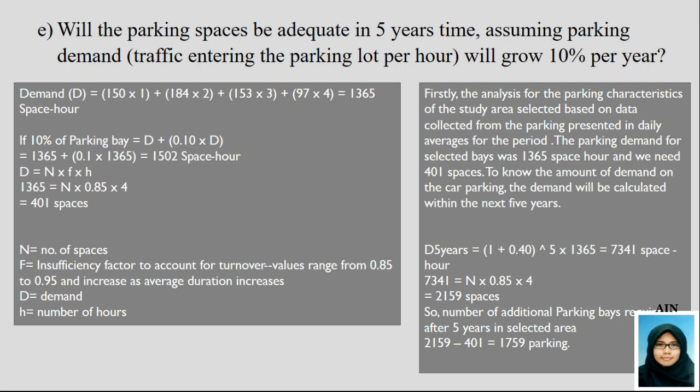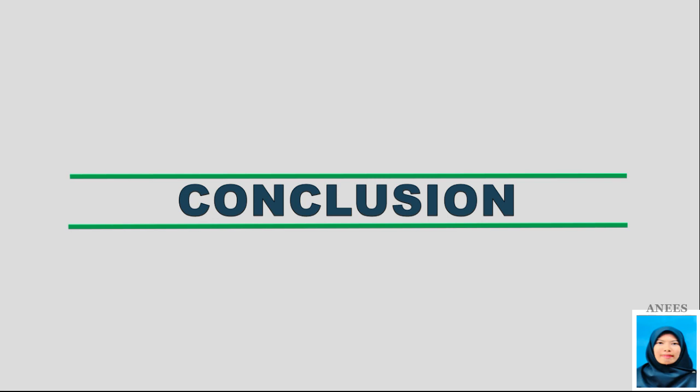For question E, will the parking spaces be adequate in 5 years' time, assuming parking demand, traffic entering the parking lot per hour, will grow 10% per year? Based on the calculation, firstly, the analysis of the parking characteristics of the study area is based on data collected, presented in daily averages for the period. The parking demand for the selected base was 365 space-hours and we need 401 spaces. The demand will be calculated within the next 5 years. Based on the calculation, the number of additional parking bays required after 5 years in the selected area is 1,759 parking.